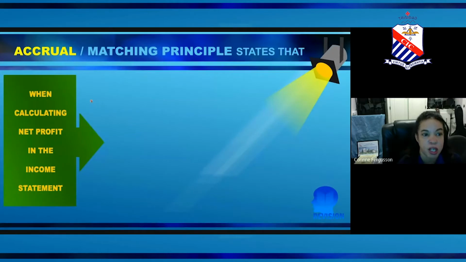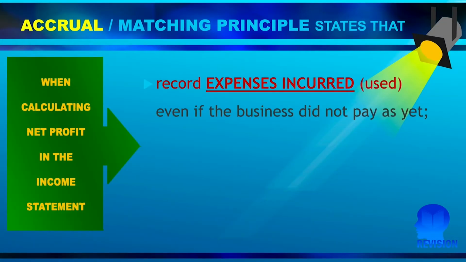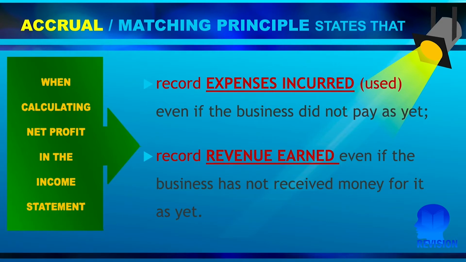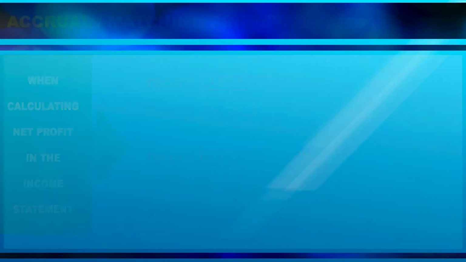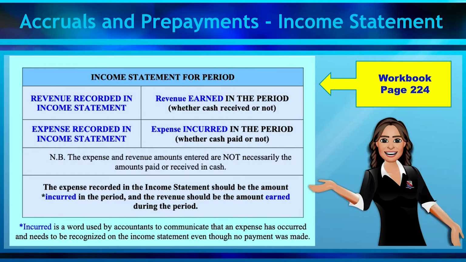So reminder, we are going based on the accrual principle, which states that when calculating net profit in the income statement, it is the expense incurred and the revenue earned that goes into the income statement. This is in your workbook, so you can always take a look at it, page 224, but it just tells you what we just said there.